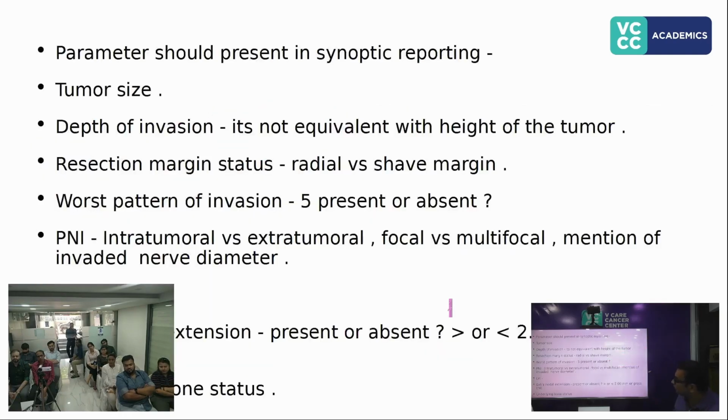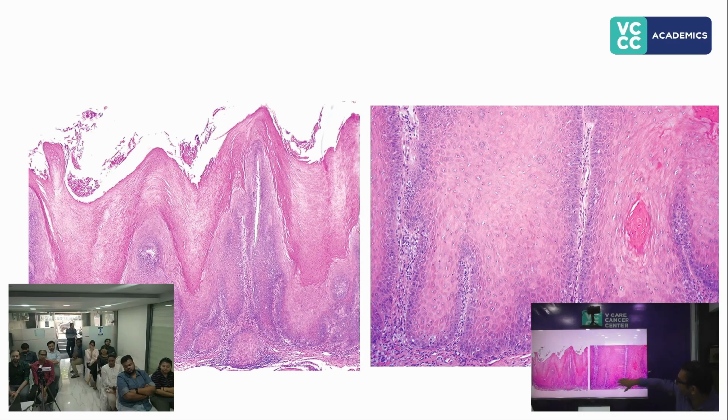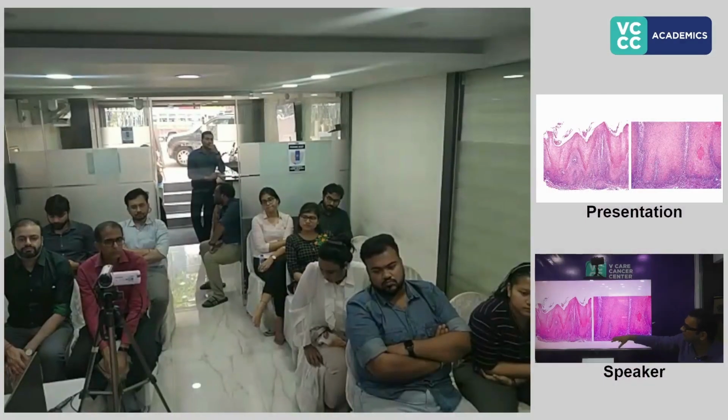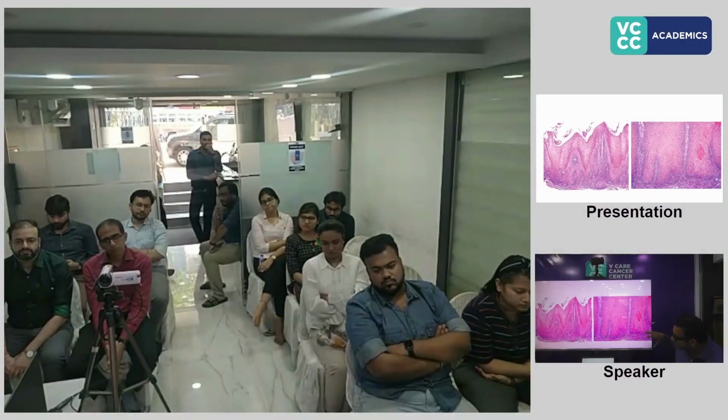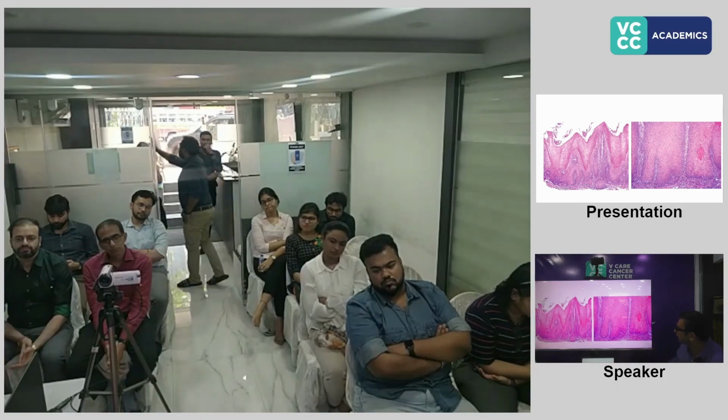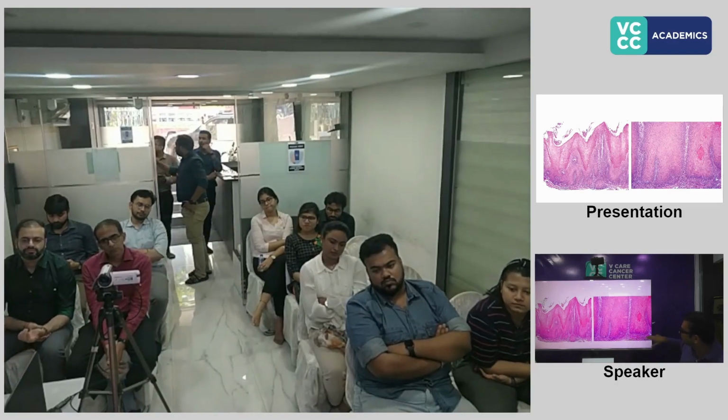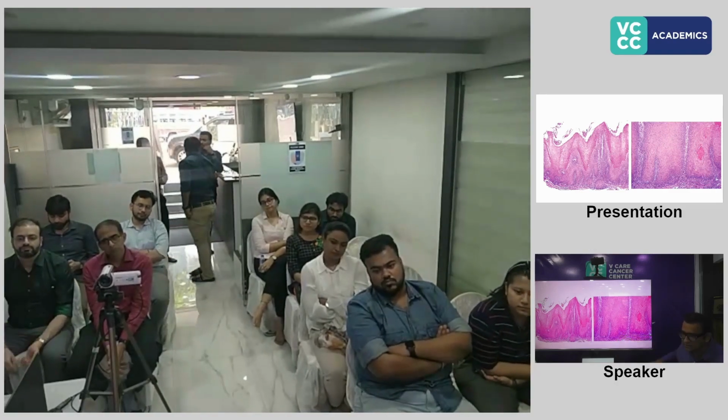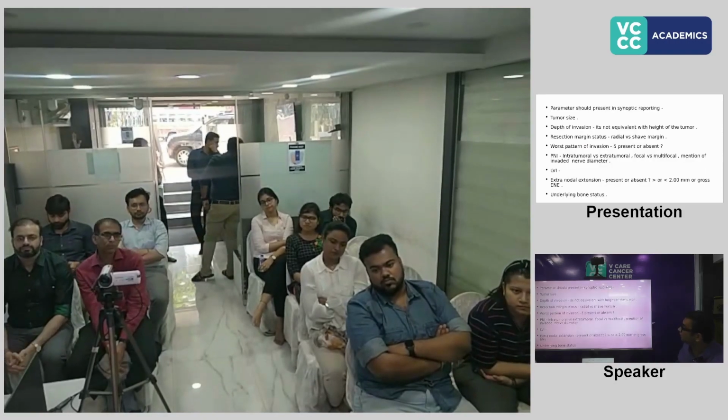And in these high power images, they show an even distribution of pushing fronts of these tumor clusters. So all have pushing fronts. They never infiltrate. They invade in a pushing manner, just like finger-like projections. And there is a dense lymphoplasmacytic infiltrate here. So the diagnosis is basically a verrucous carcinoma.